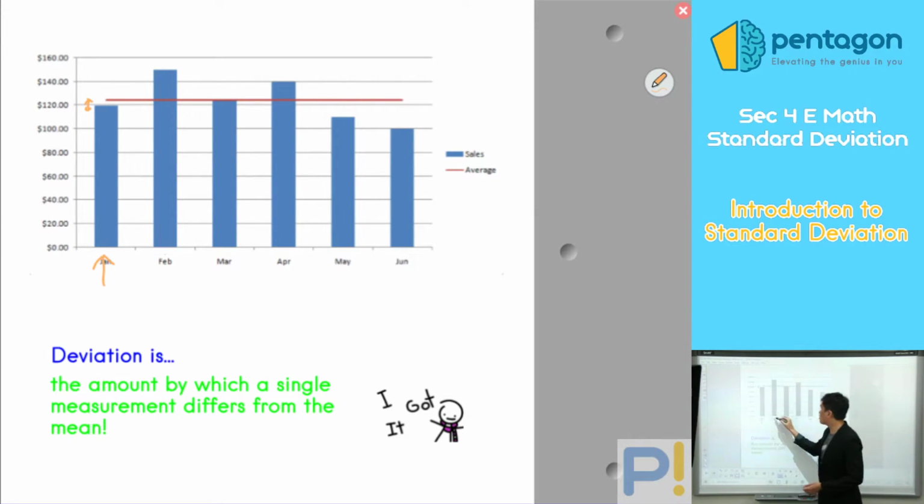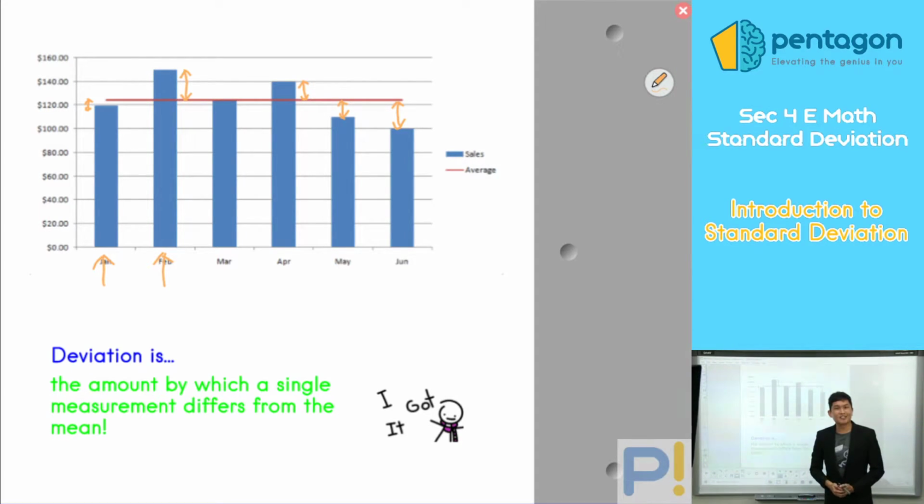Okay, for February, the next measurement, the next piece of data, it is a bit more obvious. This one I can draw a bit better. It's from the red line to the top of the bar. That is the difference. That is the deviation. March is kind of near the average, so I can't really draw anything. April is about like this. May is about like this. And June. Okay? So now I hope you have a good understanding of what deviation actually is.